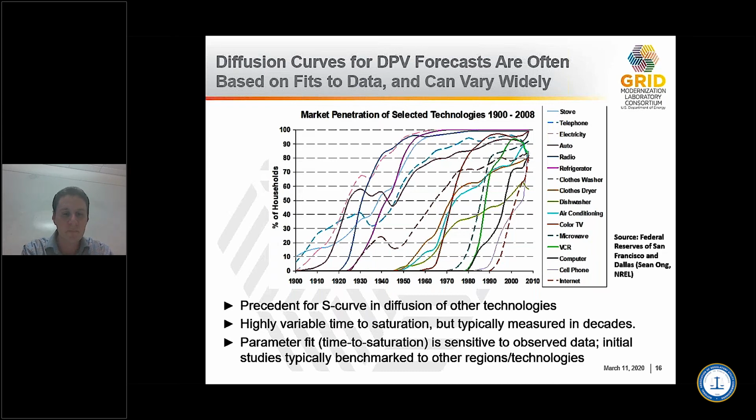So while we do recommend that regressions are used to estimate the Bass diffusion model, it's also important to understand that it is sensitive to observed data, particularly when there isn't a lot of historic data to use to calibrate the model. Next slide.